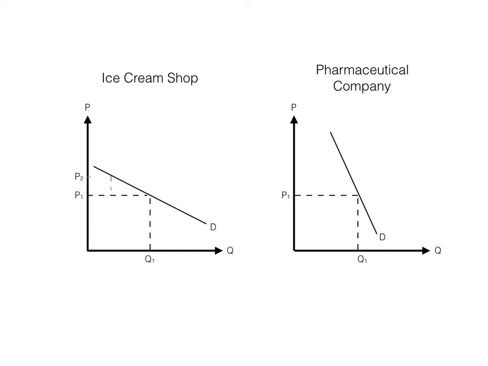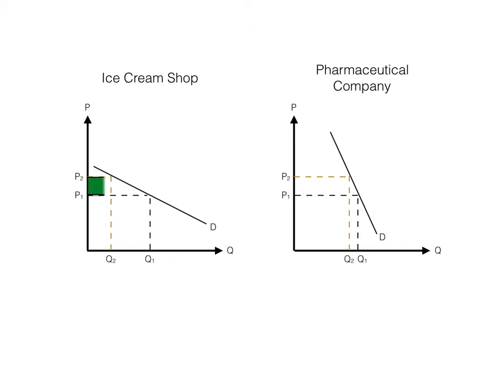And now we can look at a price increase going from P1 to P2 for the ice cream cones, which causes a decrease in the quantity of cones demanded from Q1 to Q2. And similarly, an increased price in pharmaceuticals raises the price from P1 to P2. Notice that although there is a decrease in quantity demanded, it's far less, because consumers are far less responsive to a change in price with pharmaceuticals than they are with ice cream cones.